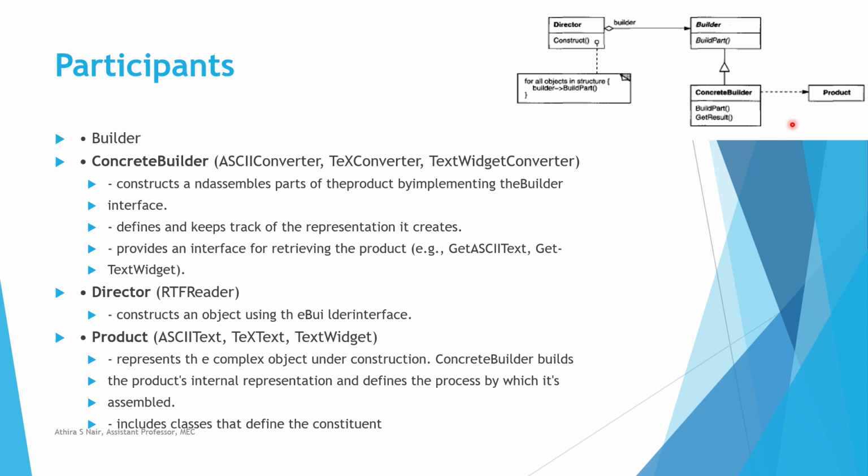The client creates the director object and configures it with the desired builder object, and the director notifies the builder whenever a part of the product should be built, and the builder handles requests from the director and adds parts to the product. The client retrieves the product from the builder. That is the process.